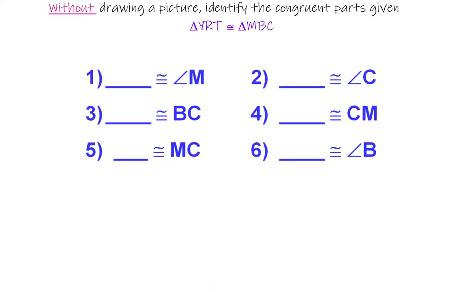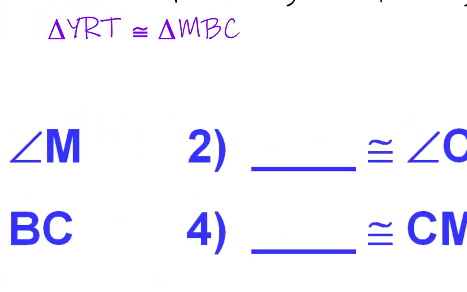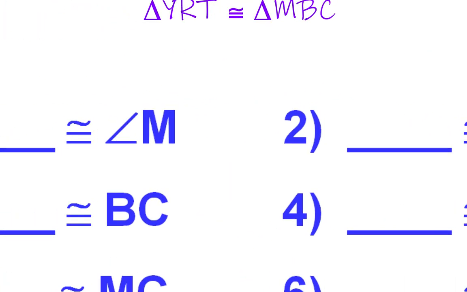Okay, so this time there's no picture, but if you notice right here, the Y and the M are in the same spot. So, the R and the B and the T and the C. So the order kind of tells us where things go.